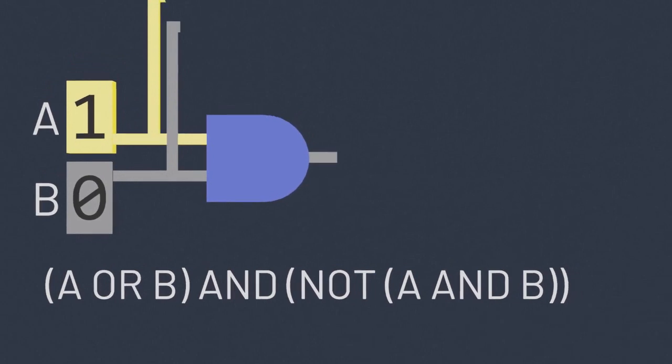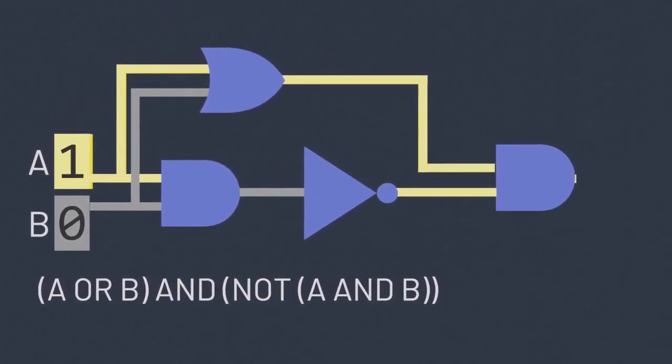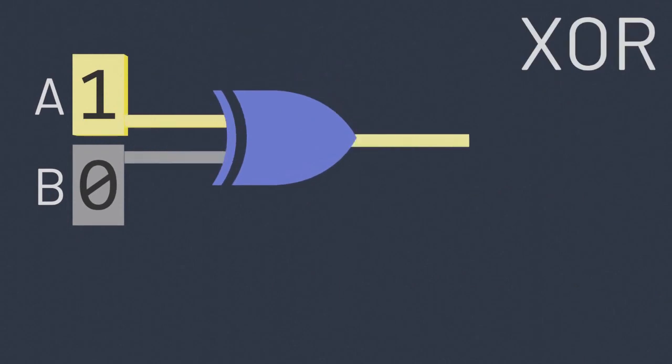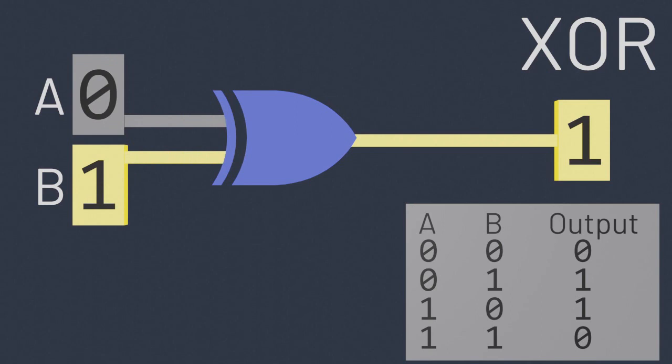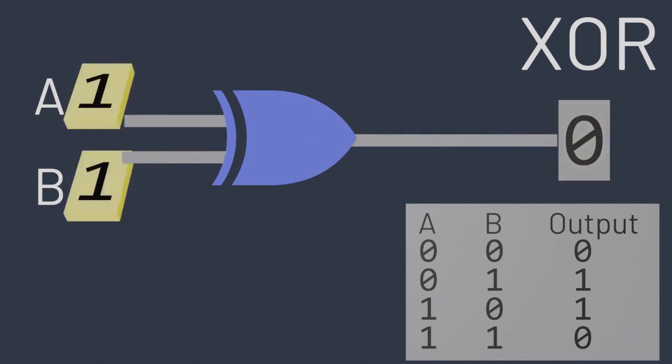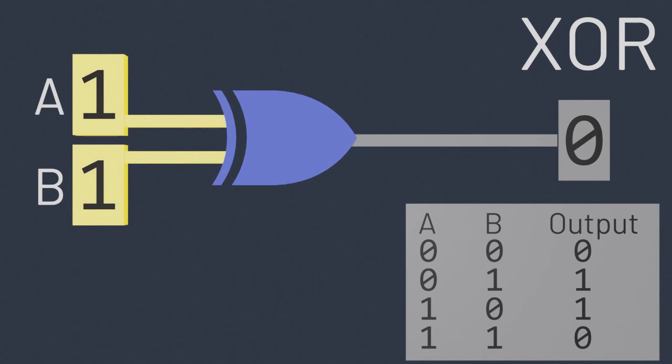We could create a circuit to perform this calculation too, but this circuit is starting to look fairly complex. So once again, there's a logic gate to solve this problem precisely. The exclusive OR gate outputs a 1 when exactly one of its inputs is a 1. So if only A is 1, or only B is 1, then the output of exclusive OR is 1. But otherwise, if both inputs have the same value, both zeros or both 1s, then the output is 0.